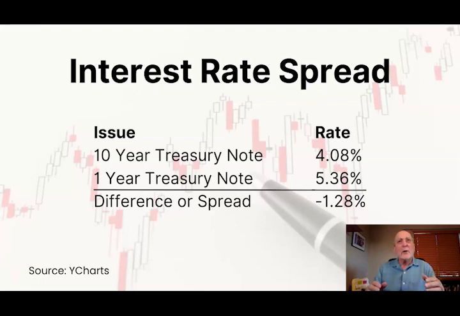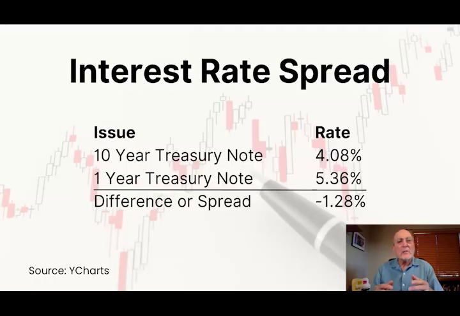Now, the tea leaves that I use in this prediction is what's called an interest rate spread. The term interest rate spread refers to the difference between two different interest rates. Today we'll talk about the spread between the 10-year Treasury note and the 1-year Treasury note. The difference in these rates can give us an insight into the economy and the direction of the stock market. And the keys to this analysis are which rate is higher, how far are the two rates apart, and are they moving closer to each other, or is the spread widening? This particular spread is the most accurate predictor of recessions that we have, and that's why we're focusing on this one.